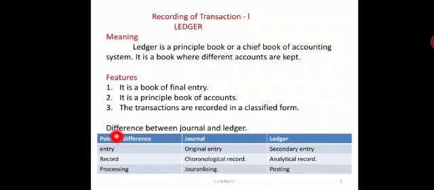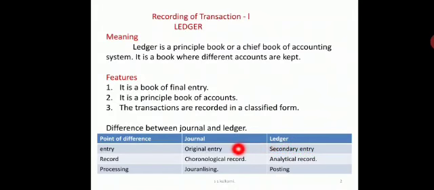Now we'll see the difference between ledger and journal. Now we have the points of difference. In entries, the journal is always treated as a book of original entry, because every transaction is first recorded in the journal. Unless the journal is done, the ledger posting is not possible. That's why the ledger is treated as a secondary entry. After the journal only, the ledger can be prepared. So it is a secondary entry.